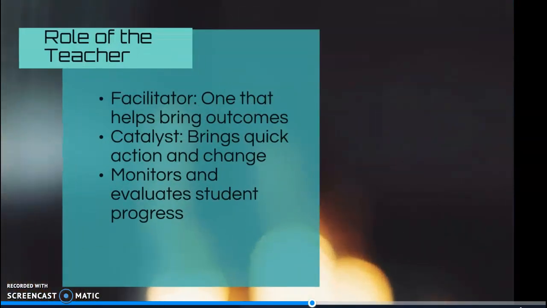The role of the teacher in social activism theory is that the teacher is the facilitator. So the teacher is one that helps bring outcomes. The teacher is the catalyst, so they bring quick action and change. And the teacher is the monitor and evaluates student progress.